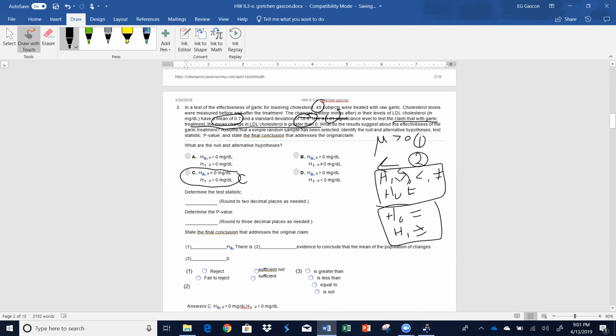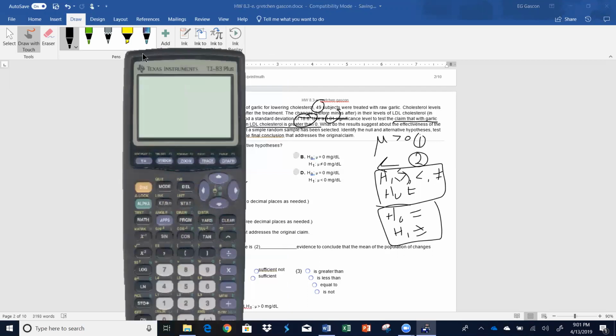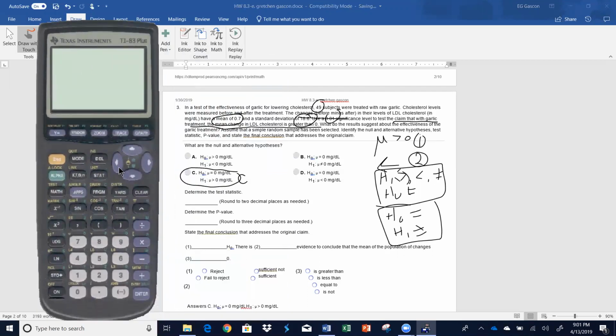That's very important. Now, Rebecca, you wanted the test statistic. So in order to find the test statistic, you're going to use your calculator. I'll leave it over here, and let me turn it on. Clear. Okay, so this is a means test. A means test is under stats. Now, tell me if I'm going too fast. Test, and the means test is the t-test.